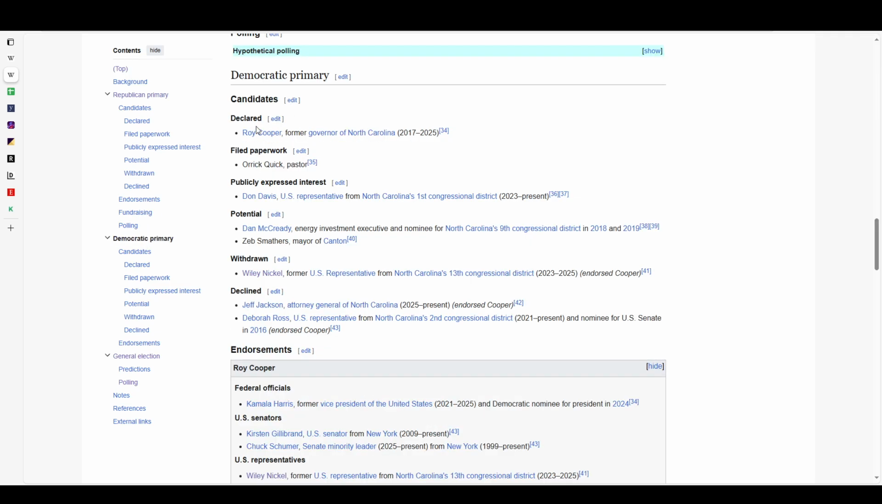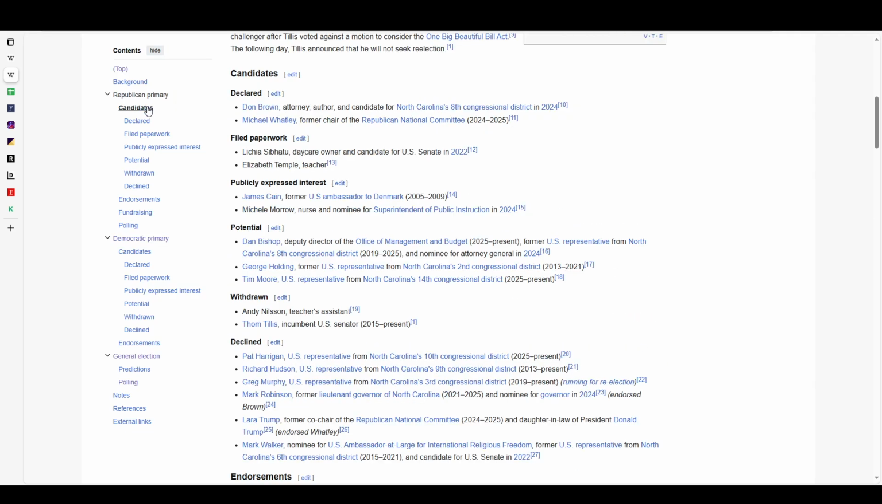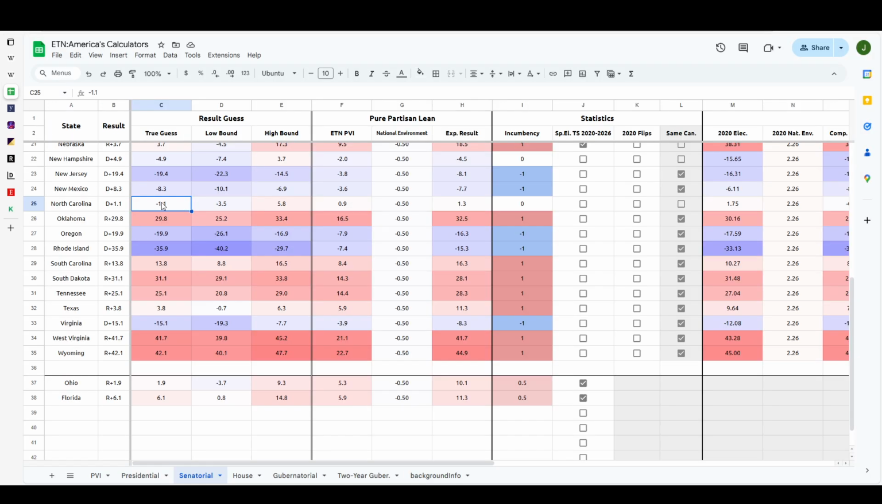So in the Democratic primary, Roy Cooper, the former governor of North Carolina, very popular, did end up running. So that is going to be the main thing here to watch. Roy Cooper against most likely Michael Whatley, the former chair of the Republican National Committee. He only withdrew from being the chair of the RNC to run here. So that's going to be the main thing to watch.